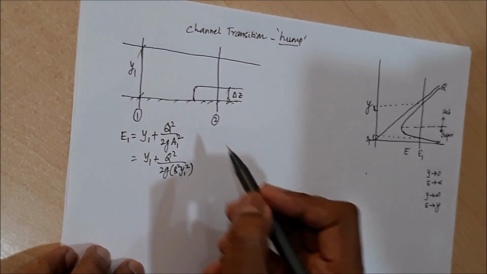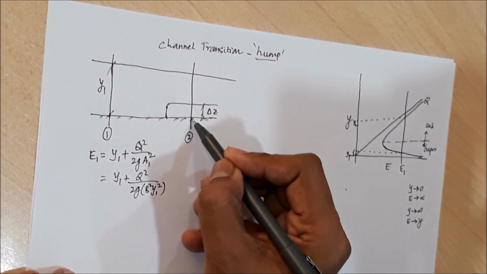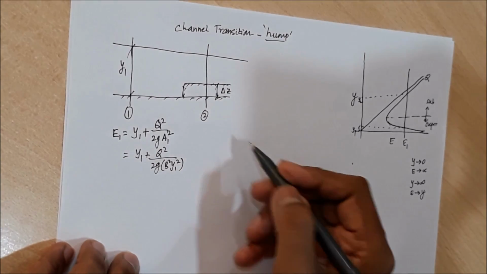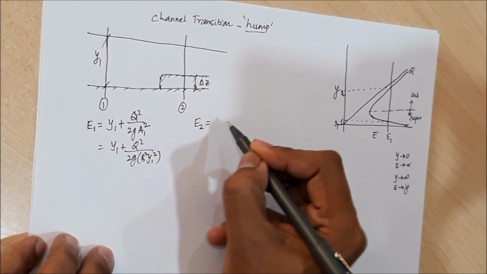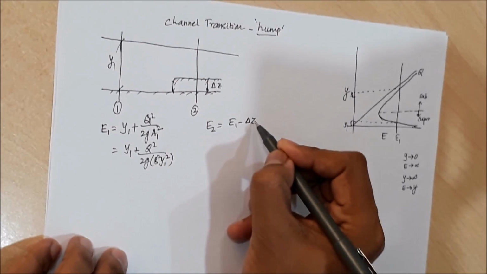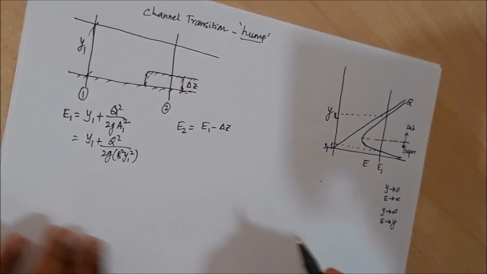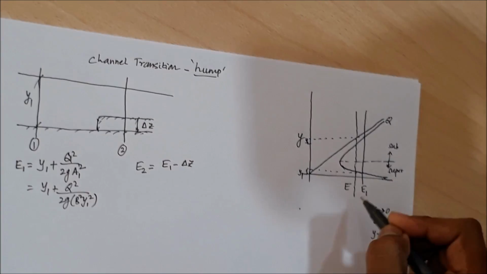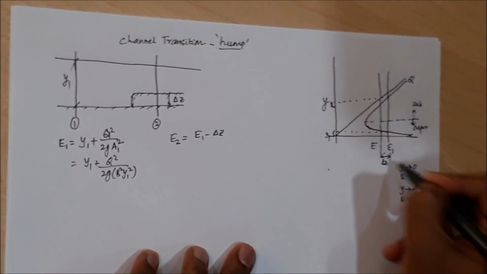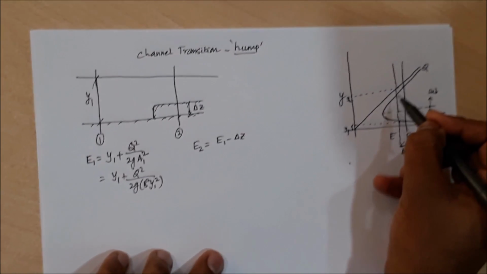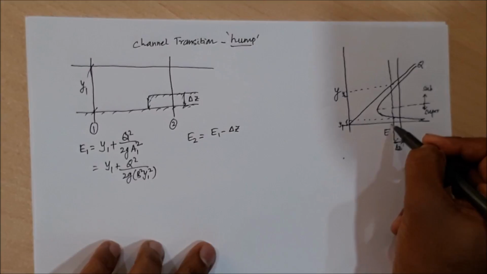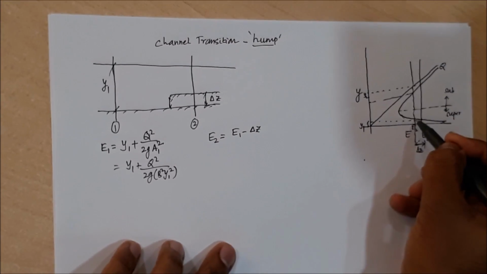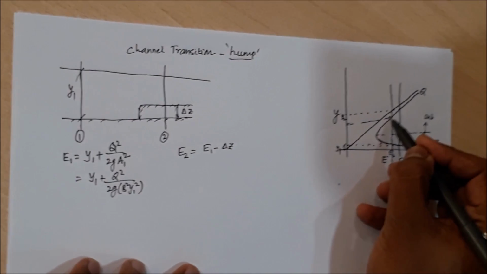So now as you see here, when it comes to section 2, the channel bottom is raised by a depth of delta z. So the specific energy E2 will reduce by an amount delta z. If you look at the specific energy curve here, I reduce the specific energy by delta z. So now the new specific energy comes here, which is E2, and the depths corresponding to that are this one for subcritical and the other one for supercritical. Since our interest is subcritical flow, the depth is this one.